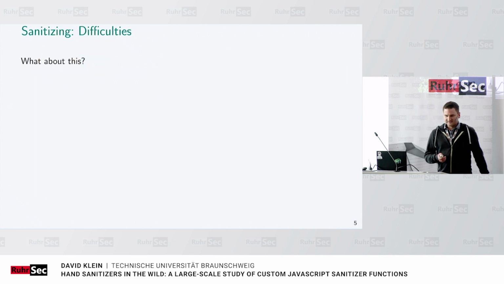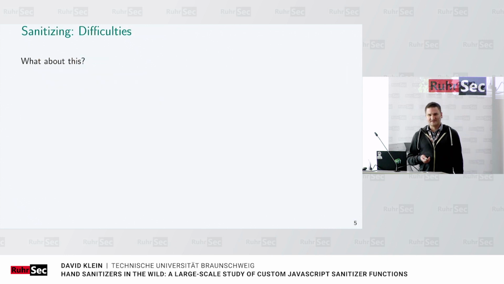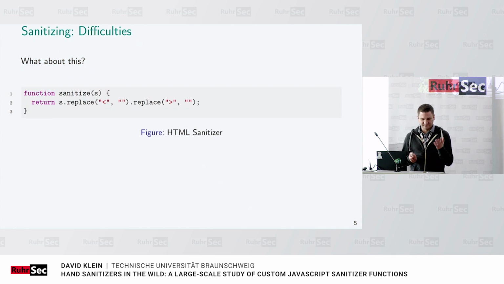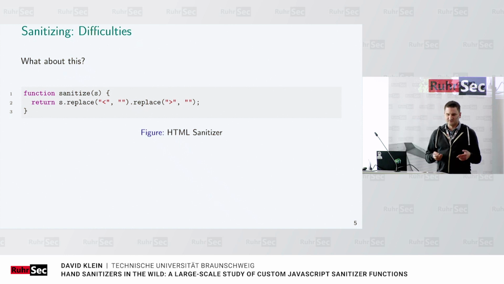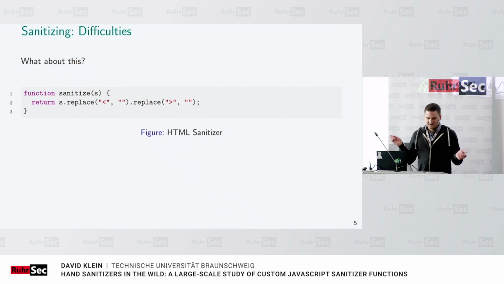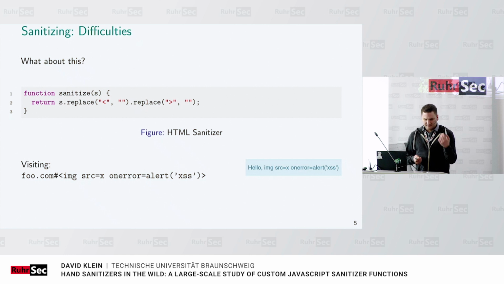The question now is, how would you write such a sanitizer? I will give a short example in JavaScript. Here you have a function which takes a string and replaces angle brackets. In the payload I showed, it was an image tag. Without angle brackets, it doesn't work. So it's secure now, right? If we take the payload again, it strips the angle brackets and no code execution takes place.